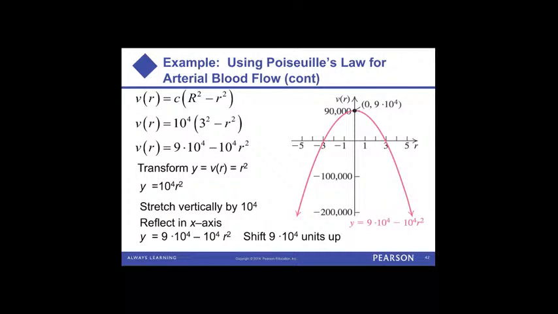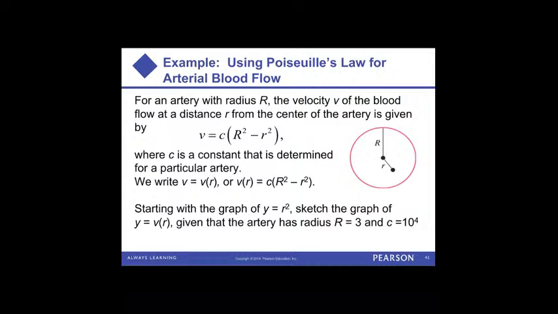Okay, v of r is this. Where's C come from? Oh, here it is. So C comes from here. Wait, you can't see that. Oh, maybe you can. So C was given here. It says the radius of the artery is here. What's the little r? Center of the radius of the artery.